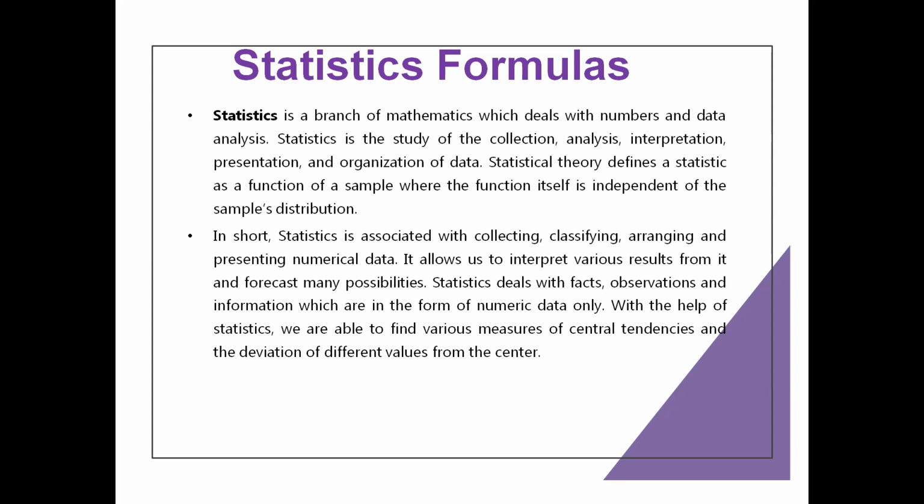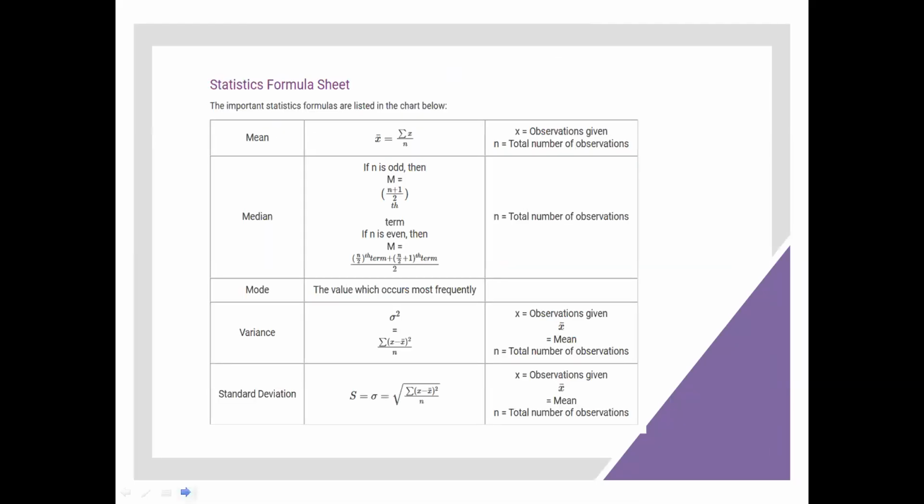Fine. So we can say that with the help of statistics, we can deal with facts, observations and information which can be presented in numerical data. The major concern here is that statistics can be applied on numerical data only. With the help of statistics, we can find the various measures of central tendency, and we can find the deviation of different values from the mean and from the median. All these things we can find out with the help of statistics. So this is basically what statistics is.